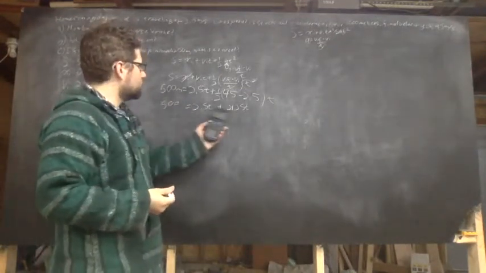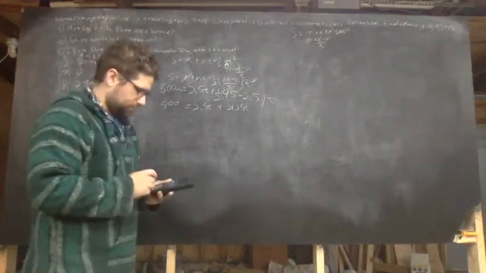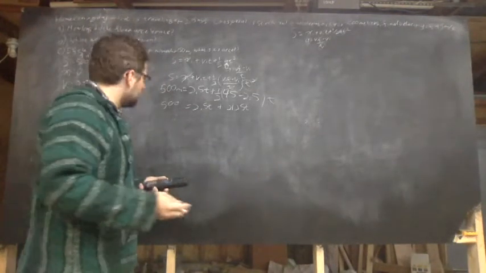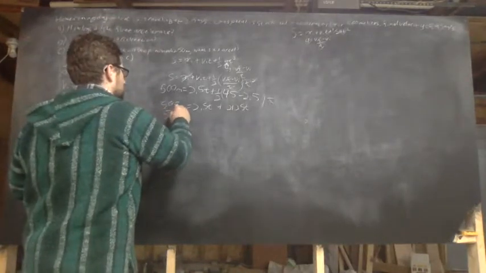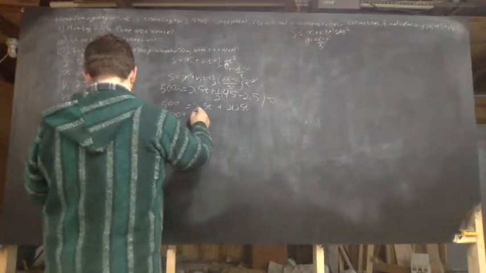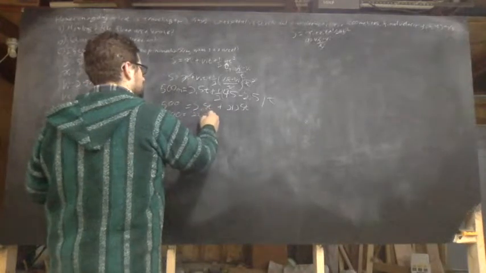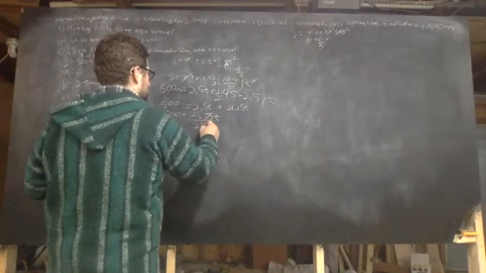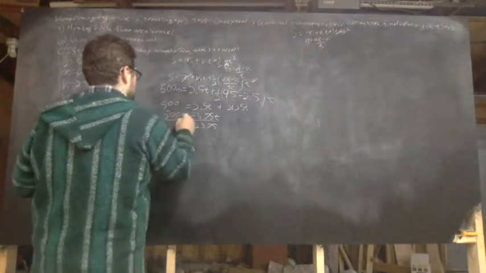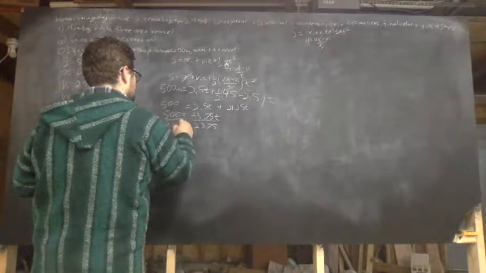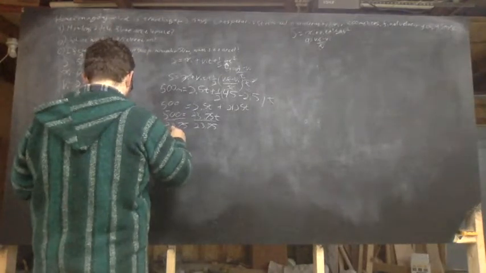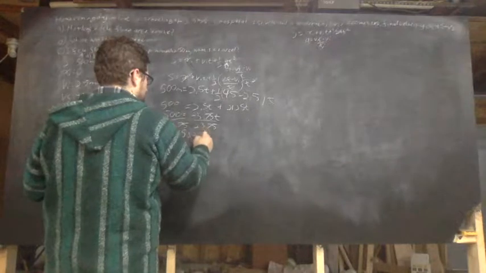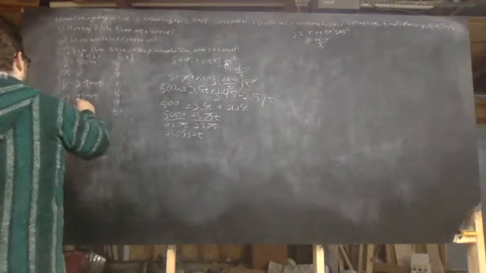Now, let's go ahead and merge these two, because we can. It's going to get us 500 equal to 23.75 t. To find time, I just divide both sides by 23.75. It's going to get me 21.05 seconds. There we go. There's part A.